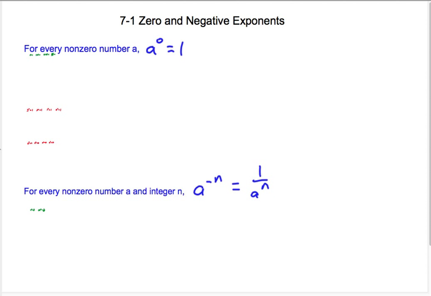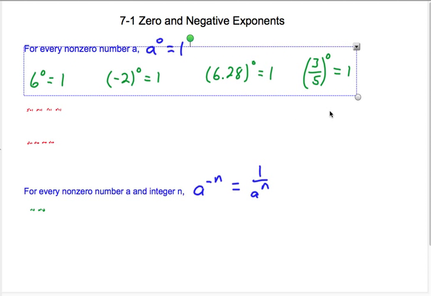Hello, in this video we're going to learn about zero and negative exponents. So I'm going to start off with a rule here. For every non-zero number a, a to the 0 equals 1. So anything to the 0 power equals 1 as long as it wasn't a 0. So I have some examples here for you.